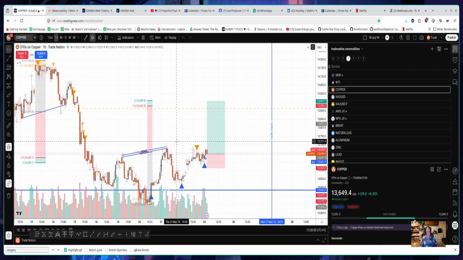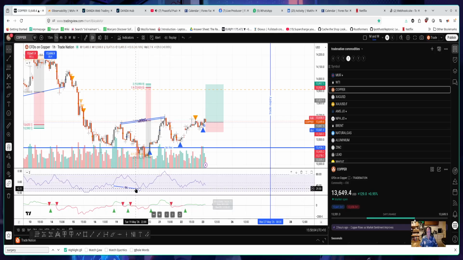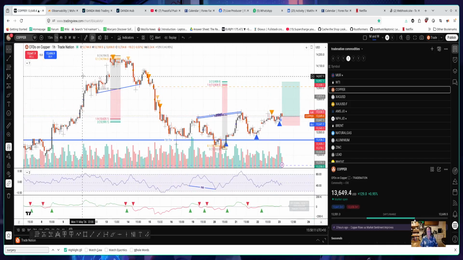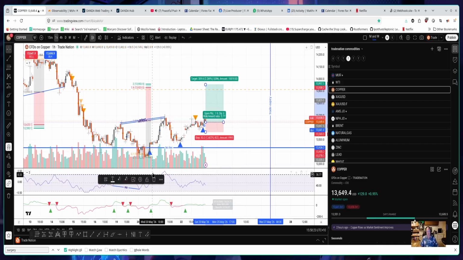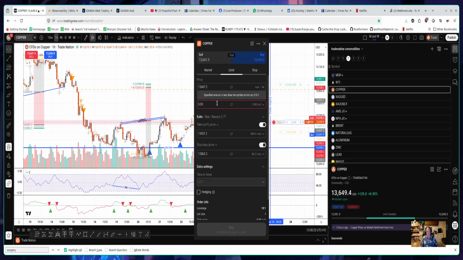Nice shoulder, head, shoulder. Is there any divergence? Let's bring back the other indicators. No. Was there divergence on the other one? Not really. I mean, yes, a little bit. No, not really. Daily trend is up. I bet I can't even enter on a market entry anyway.